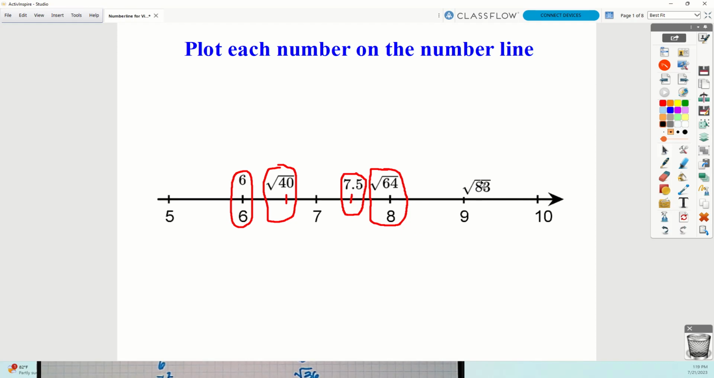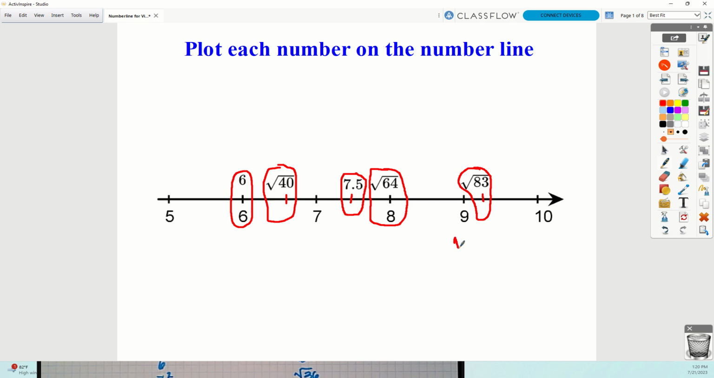It's not going to be 9 because 9 would be 81, but I can mark it very close here to 9. It's not about the halfway mark. It's more like about here. Okay? Square root of 81 is 9, so I'm pretty close.